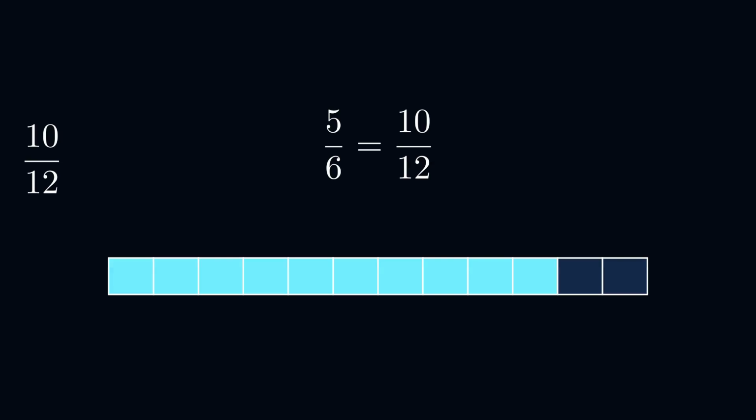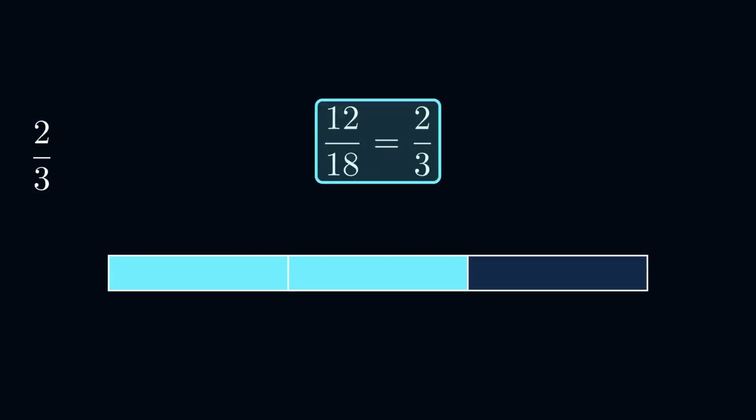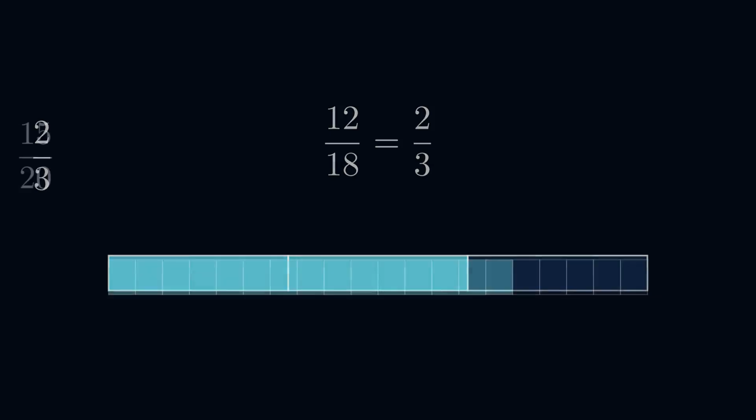The pieces are smaller, but the shaded amount is unchanged. Now we simplify. 12/18 can be divided by 6. 12 divided by 6 gives 2. 18 divided by 6 gives 3. So 12/18 simplifies to 2/3.